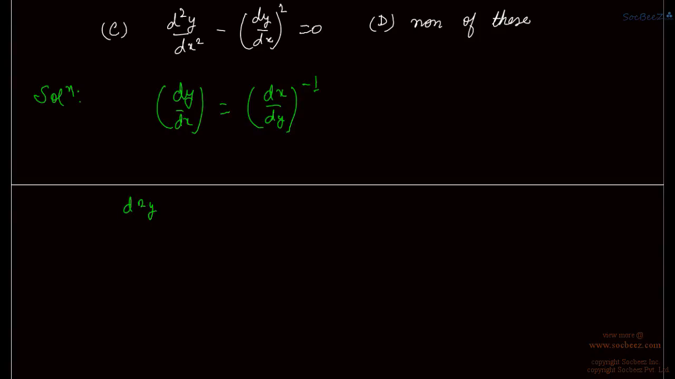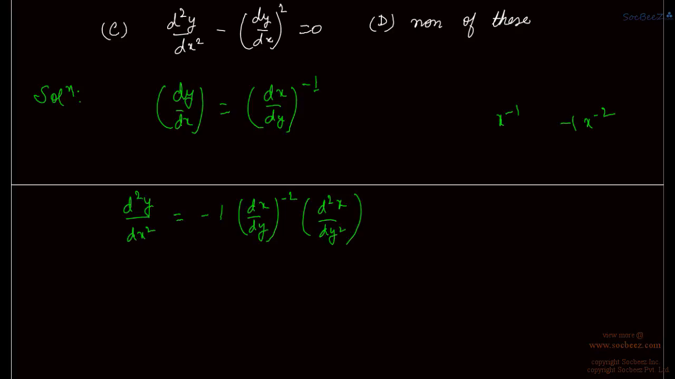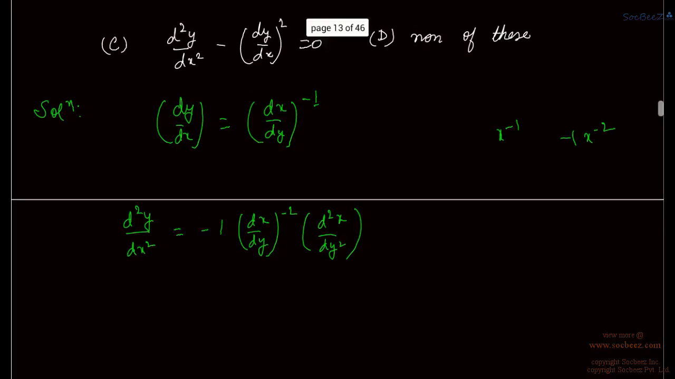So d2y upon dx2 is equal to, differentiating this, x to the power minus 1, the differentiation is minus 1 x to the power minus 2. So we have the differentiation of dx upon dy with respect to x as minus 1 (dx upon dy) to the power minus 2. Now differentiating dx upon dy with respect to x to get d2x upon dy2.